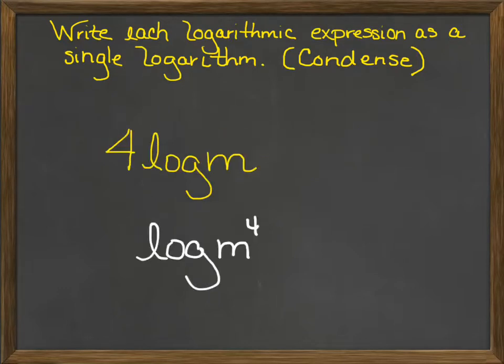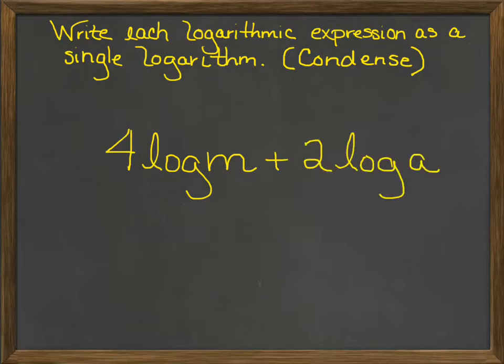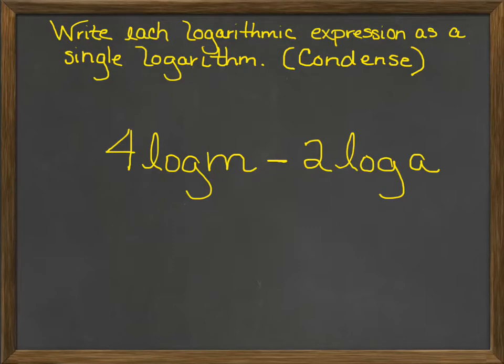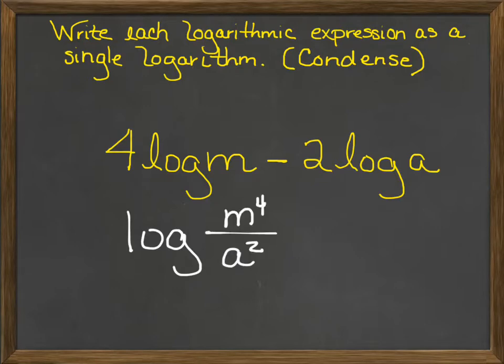Another way of writing that is log m to the fourth. Again, we still have that log m to the fourth. And this time, we have that plus. Again, when you're adding exponents, you're actually multiplying the exponents. So it's going to be a squared. You can cut and paste that 2 back over as an exponent. Just put a minus there. It doesn't change much. Again, you only get to write the word log once. It's going to be m to the 4th divided by a squared.